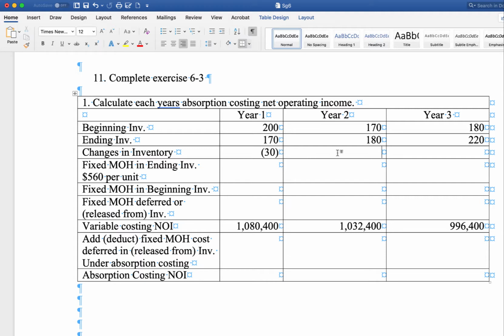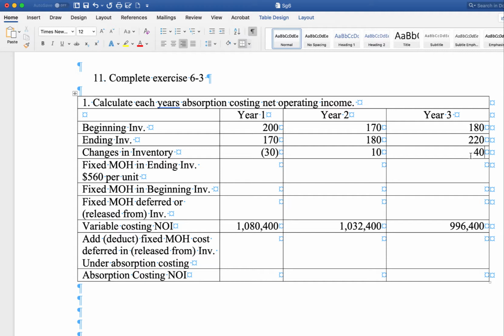Okay, so let's look at year 2. What's happening in year 2? Well, we started with 170, we ended with 180. So guess what? Our inventories are increasing. We increased it by 10 units. So if inventories are going up, we would expect absorption costing net operating income to be higher than variable costing net income. Let's look at year 3. What's going on in year 3? Start off with 180, ended with 220. Okay, our inventory is going up. It's going up by 40 units.